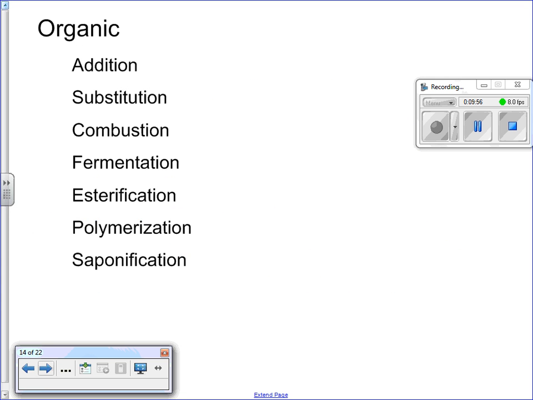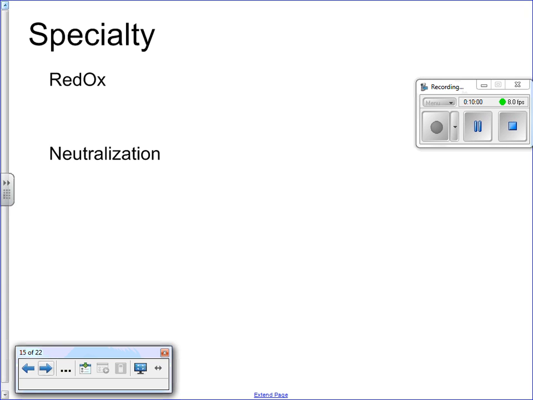All right. Organic reactions. Do we have another one here? Okay, I'm going to switch to specialty reactions and then I'll go back because I don't want you sitting there for too much longer. Redox reactions.